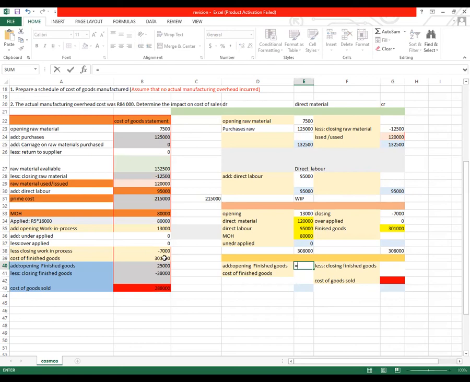In T account, I'm going to repeat everything and then closing here. Cost of goods that is transferred into finished goods is this one. You see, guys, you still get the same amount, ne? Here, guys, now, ne?